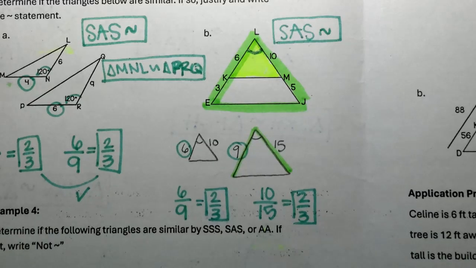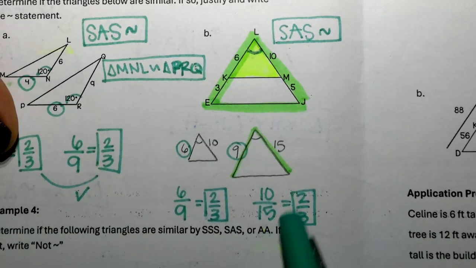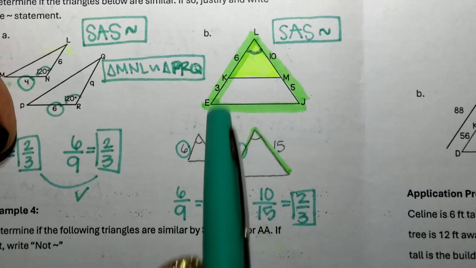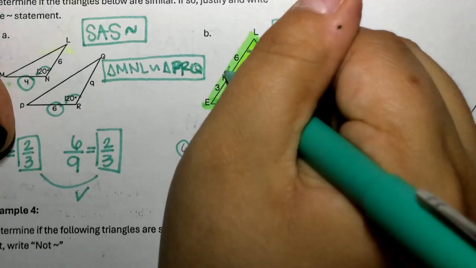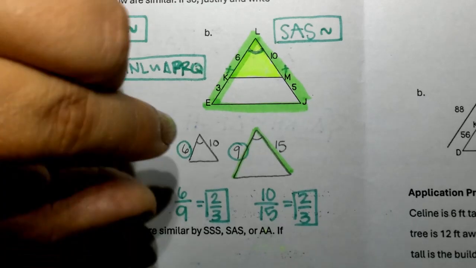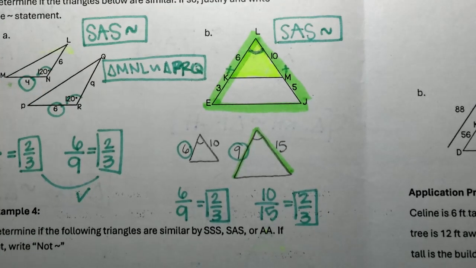What's your question? How did you get 9 and 15? Because what's the whole thing? Because I'm doing the whole green triangle. Does that make sense? You have to do the whole triangle, not that bottom part. Does that make sense? Okay. What's my similarity statement?